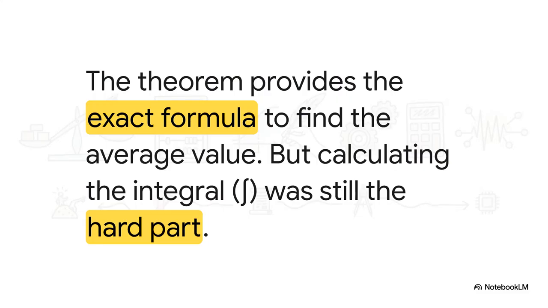Now the theorem even gives us the formula to find it. But you see that kind of squiggly S symbol there? That's the integral. And that, right there, was the bottleneck. Calculating that thing, finding what's called the area under the curve, was a total nightmare. It meant adding up an infinite number of impossibly tiny slices. That is, until the second big breakthrough.